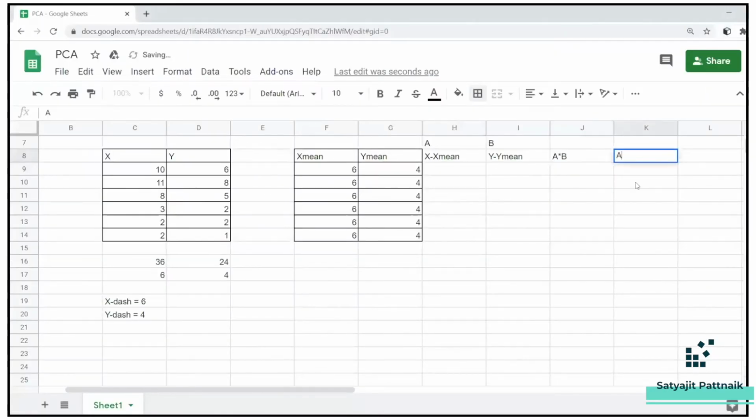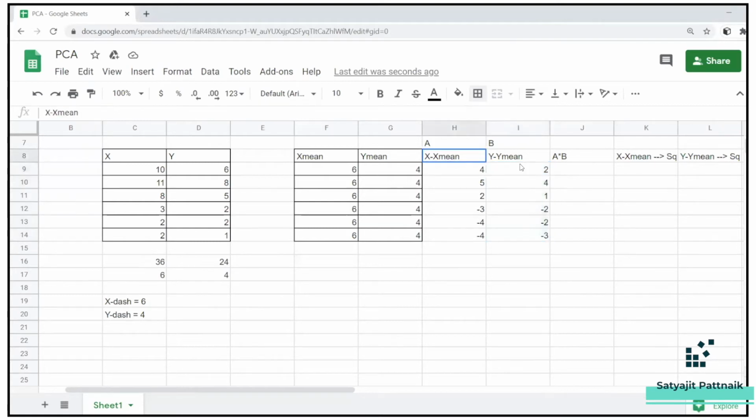And let's do a square. That means x minus x mean square and y minus y mean square. So what is x minus x mean? I'll just quickly do this, equals this minus this. What is y minus y mean? I'll make it throughout. So 4, 5, 2, minus 3, minus 4, minus 4.